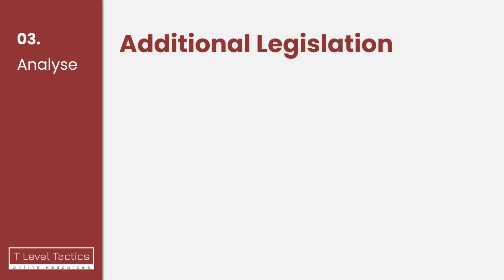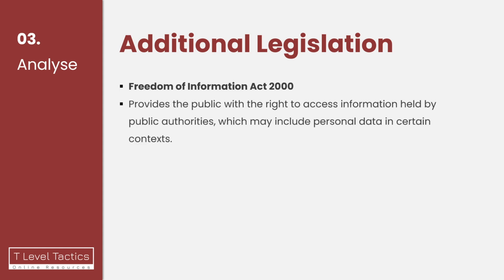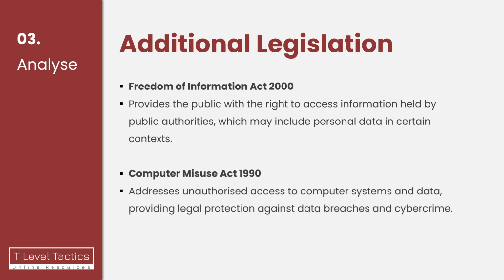And there are the additional pieces of legislation that we mentioned as well, such as the Freedom of Information Act of 2000, which provides the public with the right to access information held by public authorities, which could include personal data in certain contexts, and the Computer Misuse Act of 1990, which addresses unauthorized access to computer systems and data, and provides legal protection against data breaches and cybercrime.